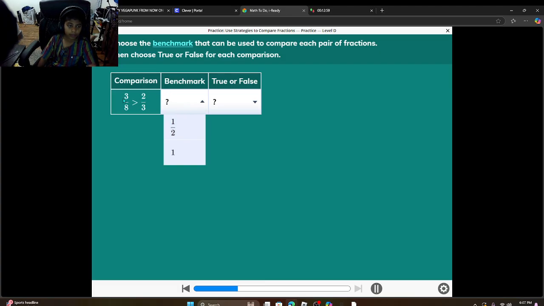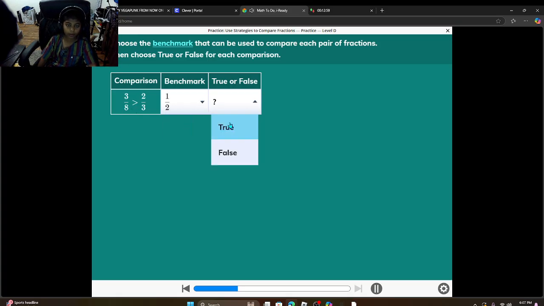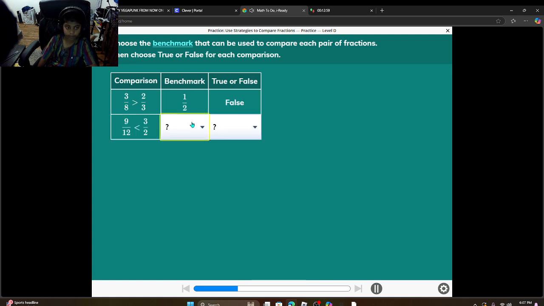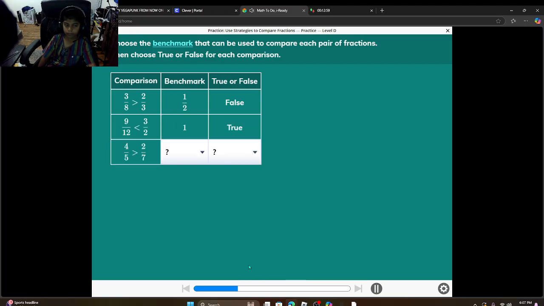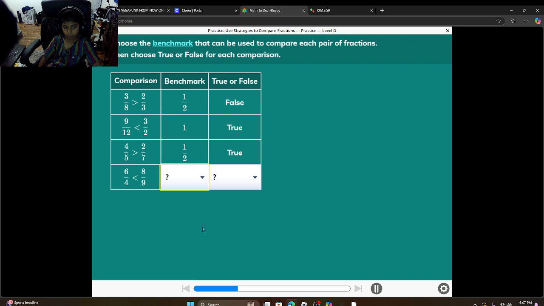3/8. So 1 is above, and then false. 9/12 is 1, true. This is 1/2, true. And then 6/4, 1, and this is false. Nice!